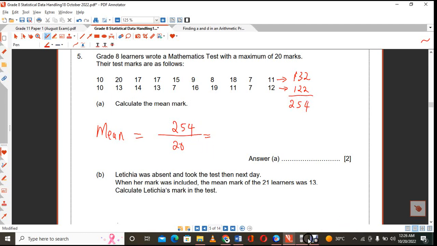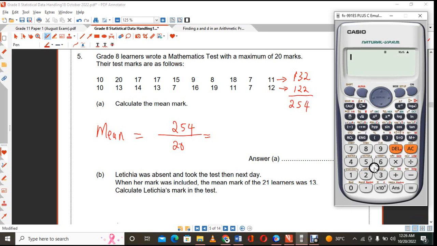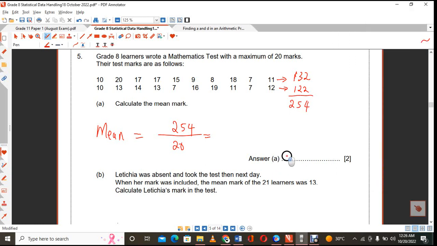Good. So you'll see that if you now take 254 and you divide it by 20, you get the mean mark, which is about 12.7. So there's 12.7, right? 12.7.